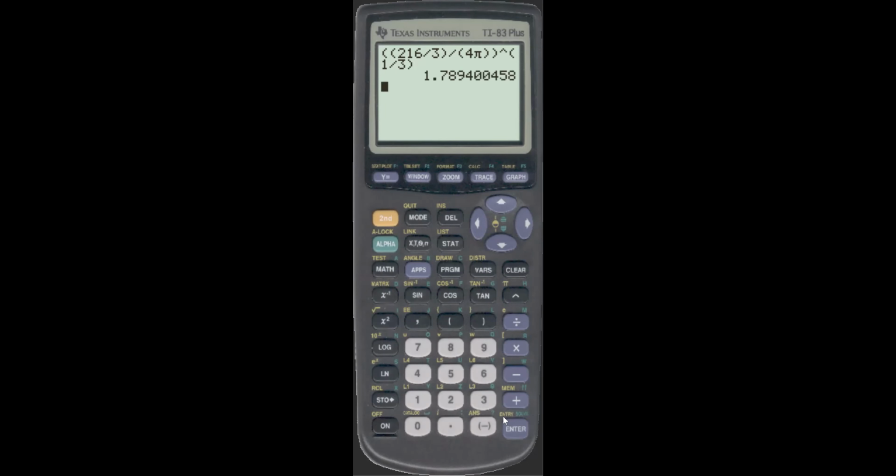Now if you don't like that, and I know a lot of students don't like that, but that is preferred. You can take the 216 and multiply it by the 3/4. This is what a lot of students do. They just do it one at a time. Then they divide it by, and this is where you got to be careful, 4 pi, so it has to be in parentheses, because the calculator doesn't know to divide by both 4 and pi. So you can do that, and then you take your answer and raise it to the 1/3 power, and you'll see you get the same result here in a moment.